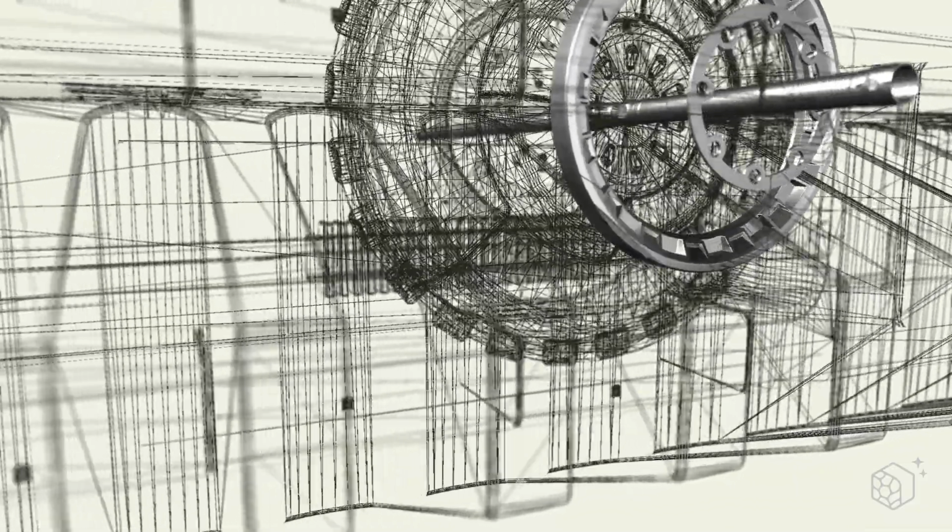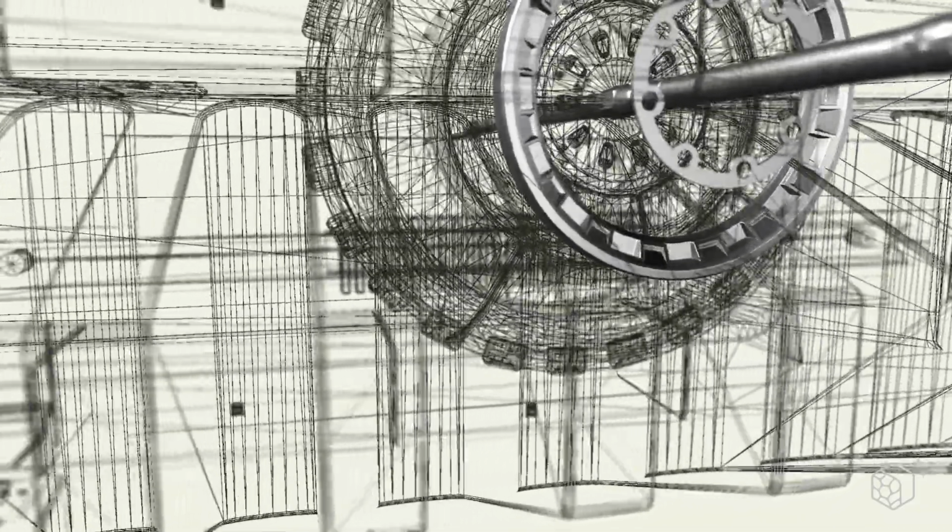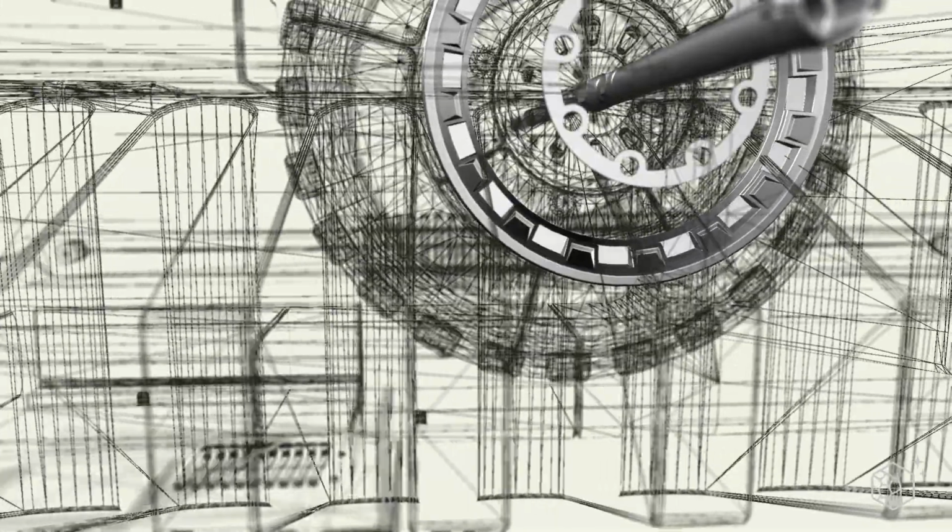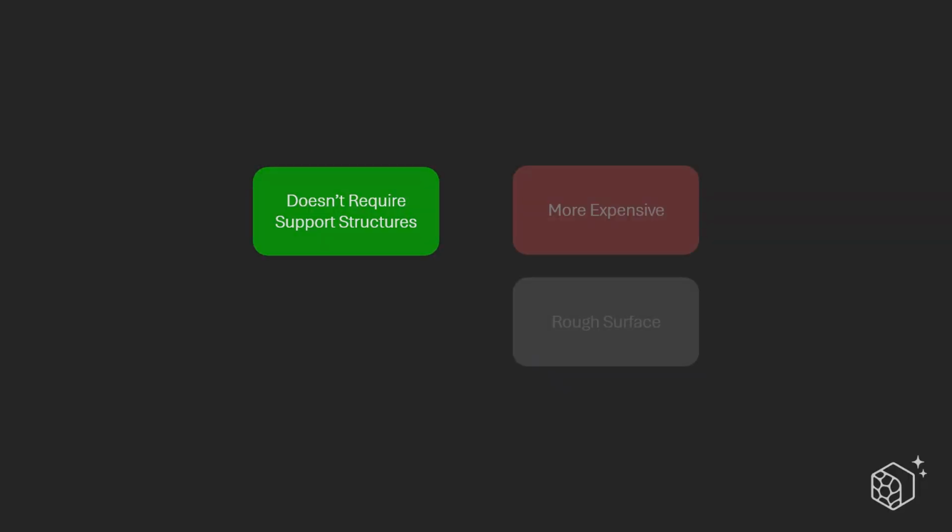For example, SLS can produce functional mechanical components, lightweight lattice structures, and complex internal channels. However, SLS printers are typically more expensive, and the printed parts usually have a slightly rough surface finish.